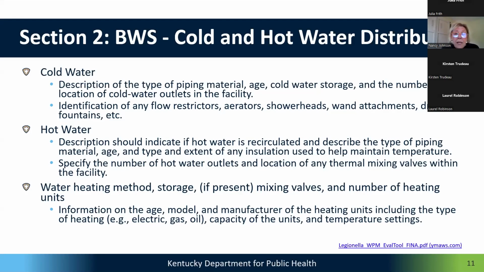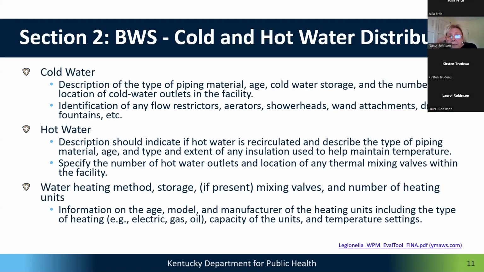For hot water, is it recirculated? What kind of piping is conveying that? Its age, type, and extent of any insulation used to help maintain temperature. What are the number of hot water outlets? And are there any thermal mixing valves within the facility? Water heating method? Is it a boiler? Is it a hot water heater? How do you take care of this? Do you have expansion tanks? Do you have that set up? Do you have mixing valves? And how many heating units are there?